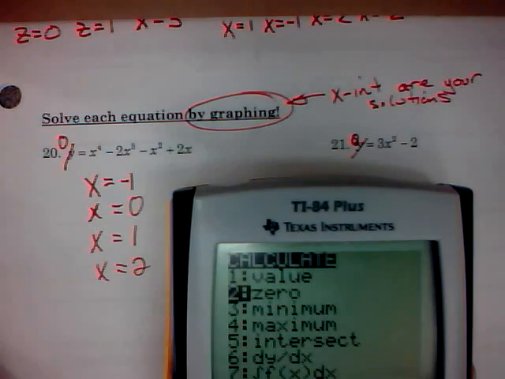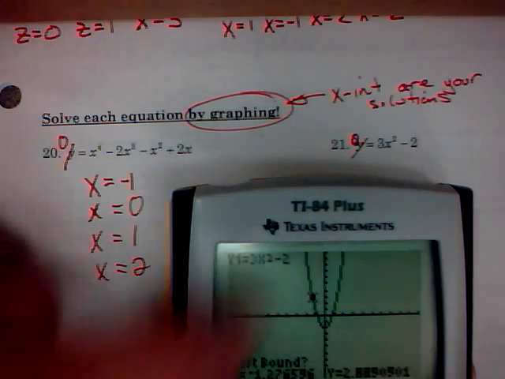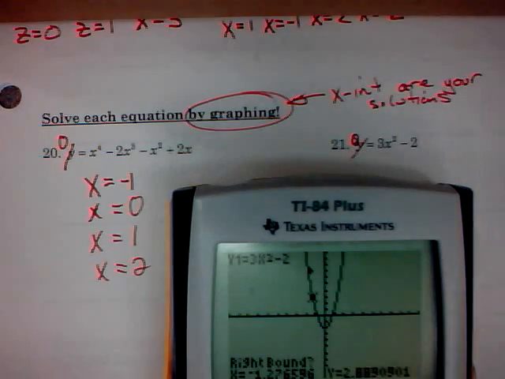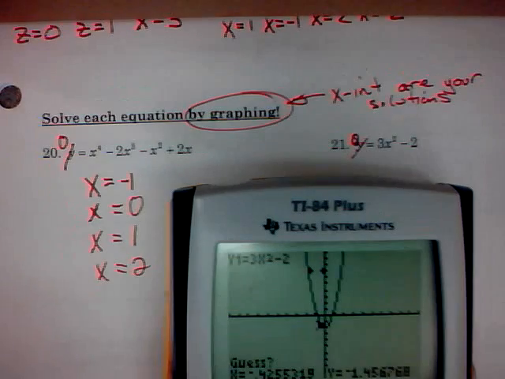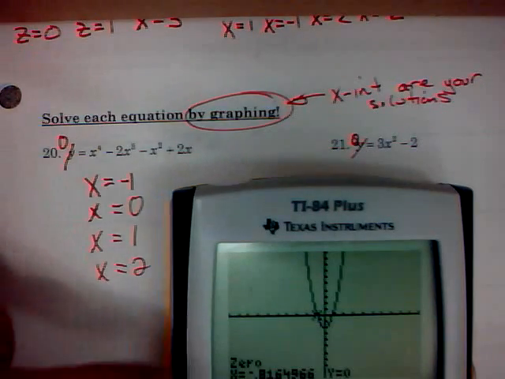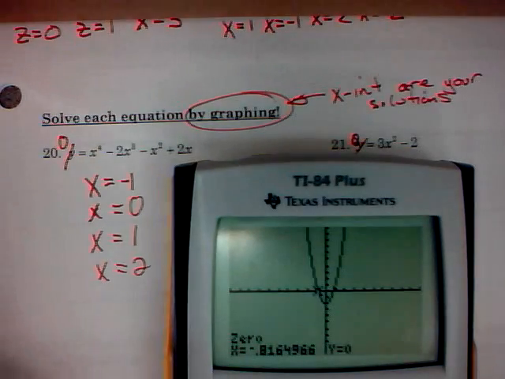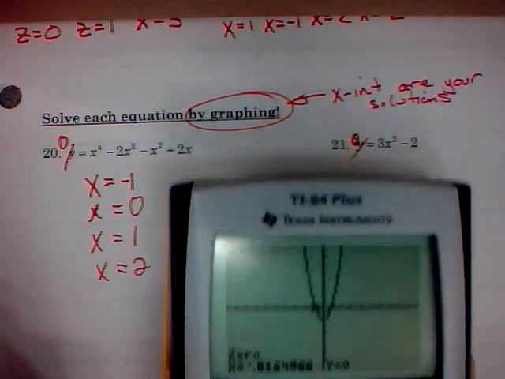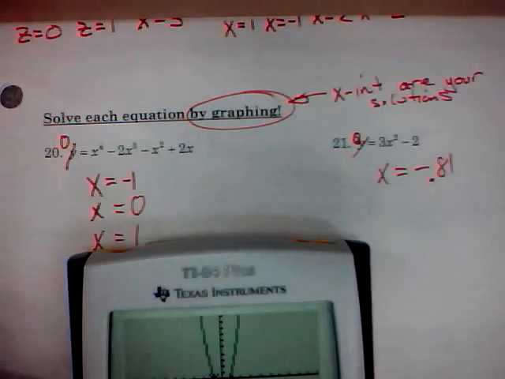That's called a 0. So again, we have to find the left-hand side, move the cursor to the left, hit enter, move the cursor back to the right-hand side of that point, hit enter. The guess can be the same value, and you find the 0 is at -0.81. So our first solution is x equals -0.81.